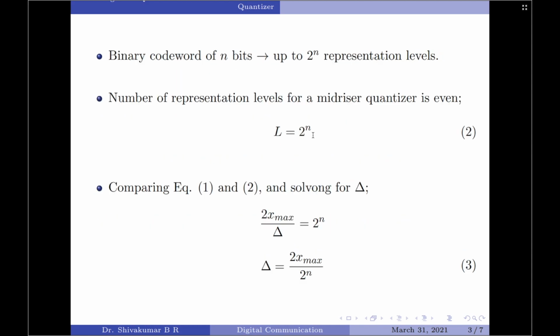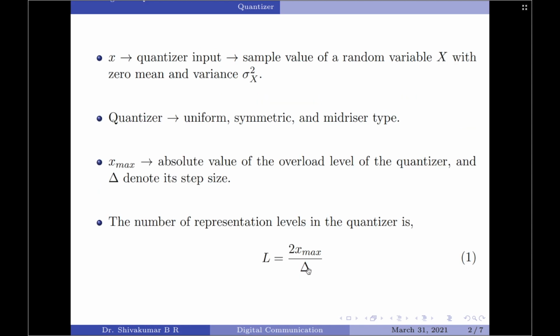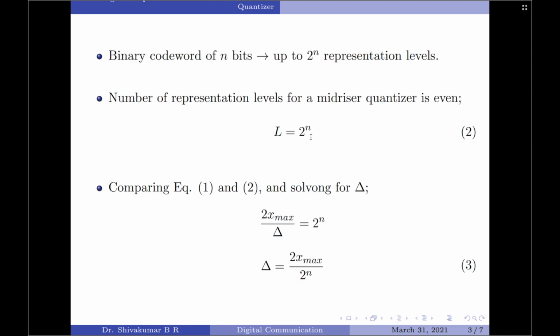So, let us now equate them and try to solve for delta. Now, I am taking the RHS of equation 1 as well as that of equation 2. I am going to equate them and solve for delta. So, 2 into x max divided by delta equals 2 power n. Upon rewriting, I get an expression for delta as 2 into x max divided by 2 power n.